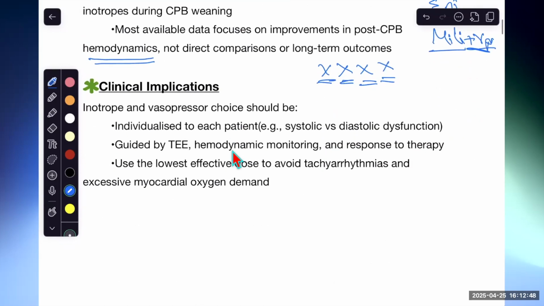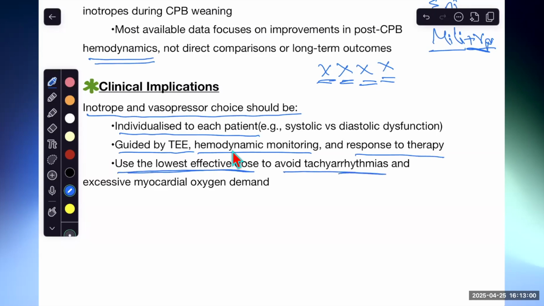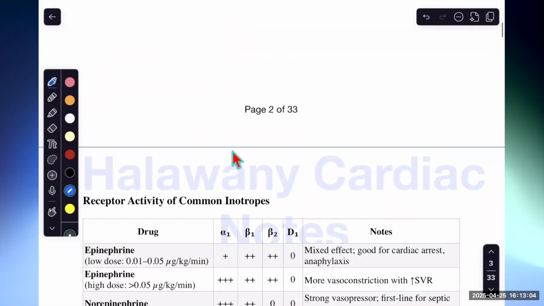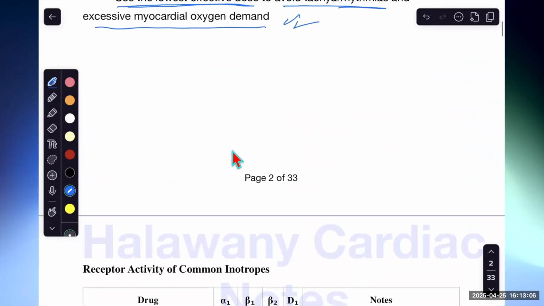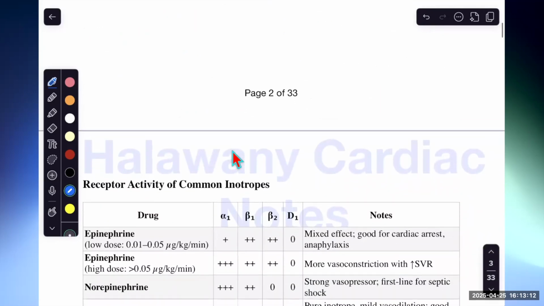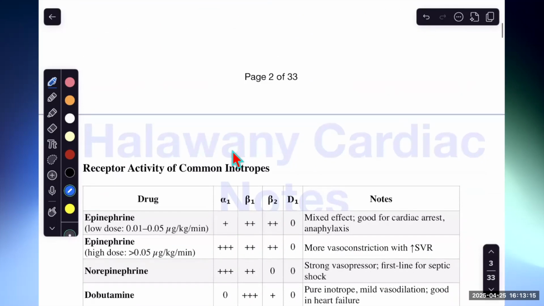Clinical implication: inotropes and vasopressors should be individualized to each patient, guided by TEE and hemodynamic monitoring, and response to therapy. Use the lowest effective dose to avoid tachyarrhythmia and excessive myocardial demand. So far I have crushed some ideas in your memories and we built a new concept. We want to have it in our mind while we are going through.